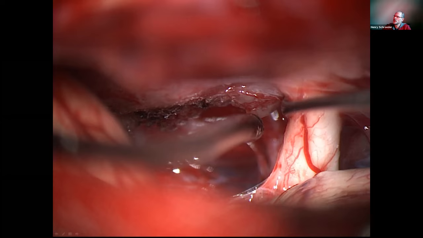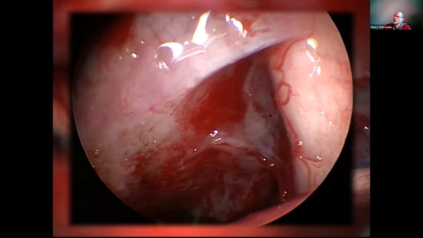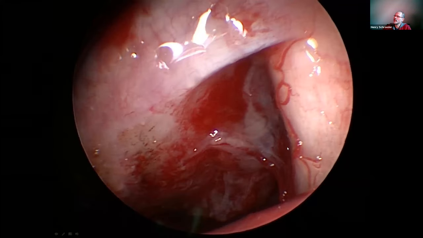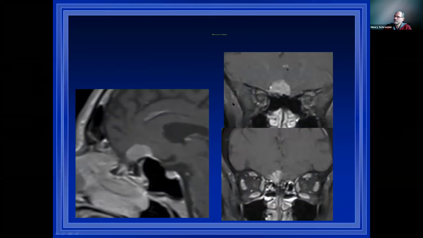And here you cannot see it with a microscope, but we have the endoscope, and with the endoscope, you can nicely look under the optic canal, under the optic nerve, and you can take the tumor out here. And if necessary, we can open up and we can drill the optic canal.